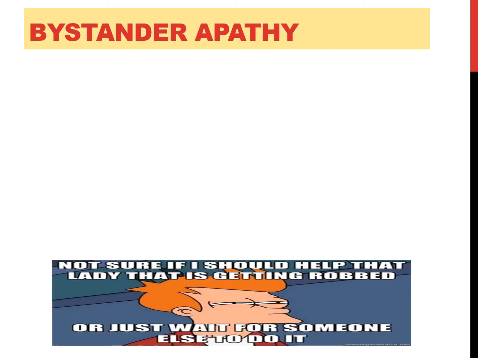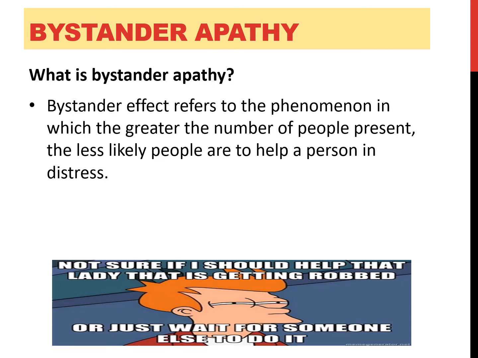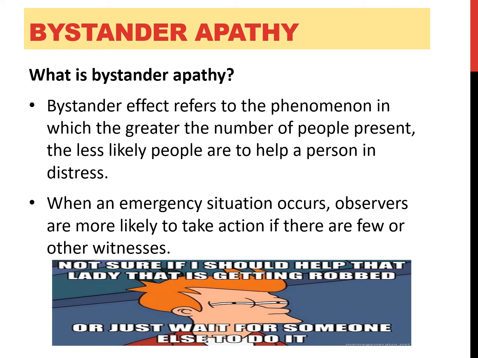Okay, now another term is bystander apathy. So what is bystander apathy? Bystander effect refers to the phenomenon in which the greater the number of people present, the less likely people are to help the person in distress. So when an emergency situation occurs, observers are more likely to take action if there are few or no other witnesses. Okay. Now, in simple explanation, it means the more people seeing the emergency situation, the less likely people are to help.